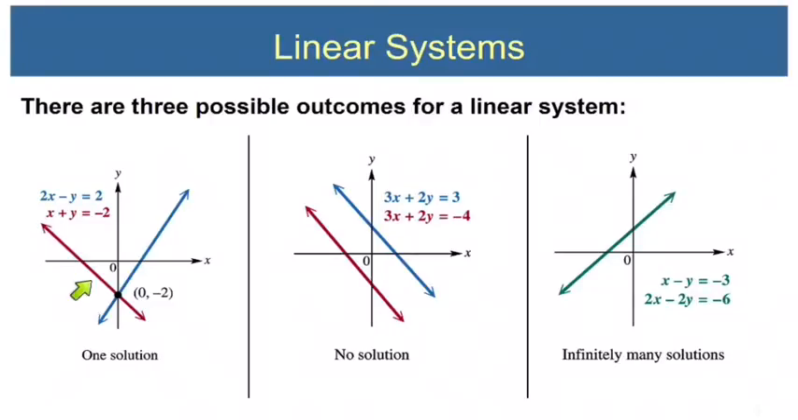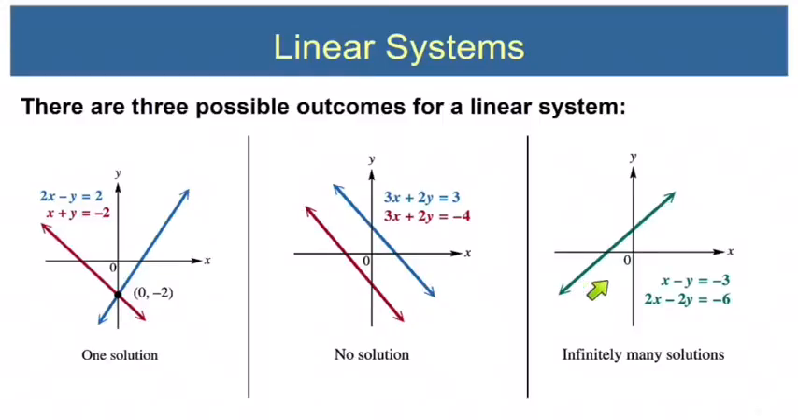It might be that the two lines cross at exactly one point. In this case, these two equations make up our system, and the solution to the system is the ordered pair (0, -2). Another possibility is that the two equations graph parallel lines, as you see here. In a case like this, the system has no solution because the lines will never cross.